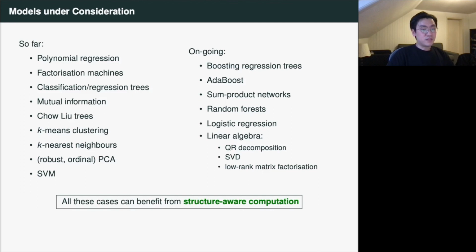To summarize, this slide lists the models we have considered so far and the further ones under consideration. All of them can benefit from structure-aware computation.